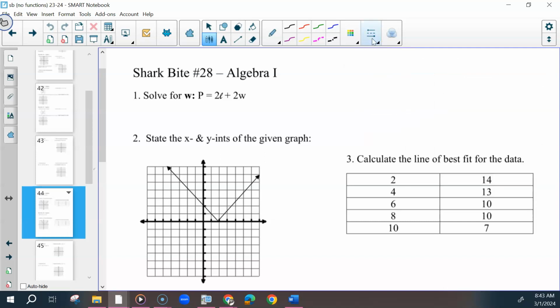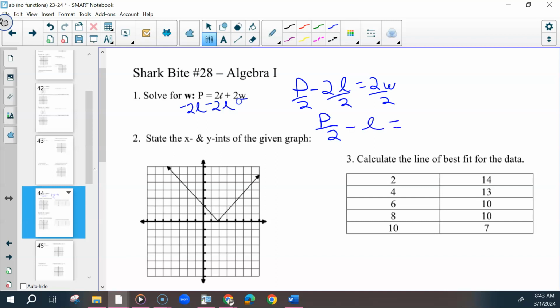So going back to literal equations, if we were solving this for w, we would need to get w by itself, get rid of everything else. There are a couple different ways you can do this. One is getting rid of 2l by subtracting it to the other side, and then dividing everything by 2, but because things are going to simplify, do that separately. So p over 2 minus l would equal w.